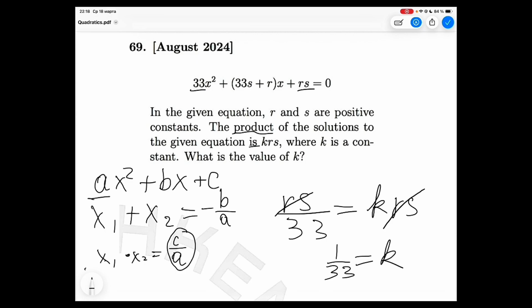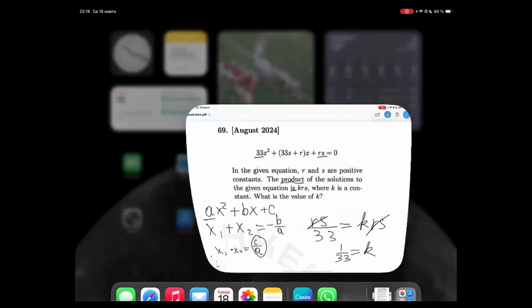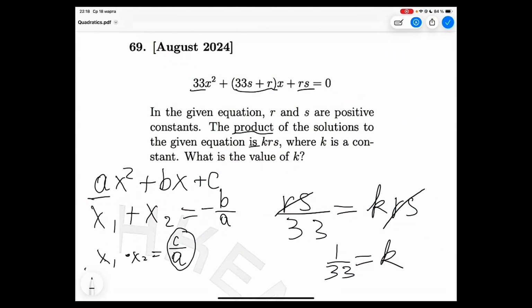Yeah, that's the concept that I want you to know. The sum of its solutions is equal to negative b over a, and the product of its solutions is going to be equal to c over a. In this question, they asked about the product. In other questions, they're going to ask about the sum of its solutions, in which case you're going to use this part, make it negative and divide it by 33 and just solve it. But you need to remember that concept and use it for the following question.